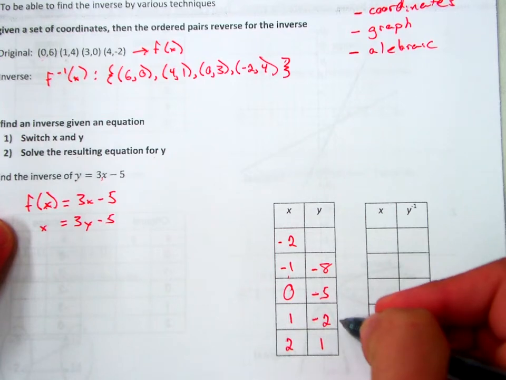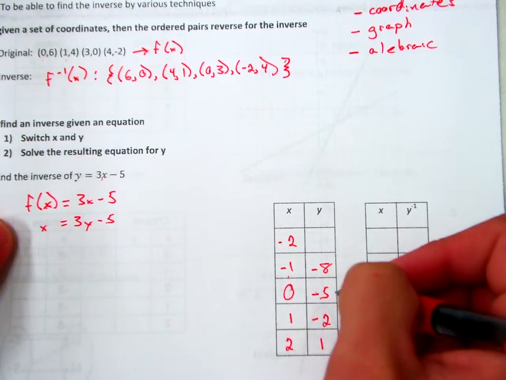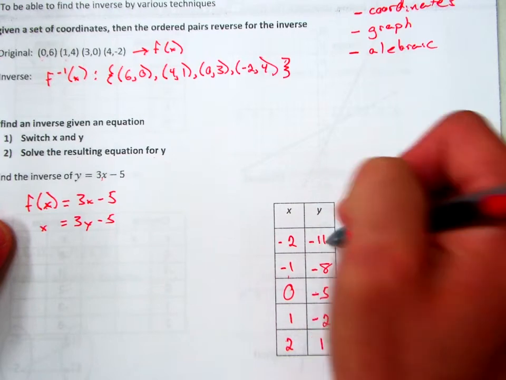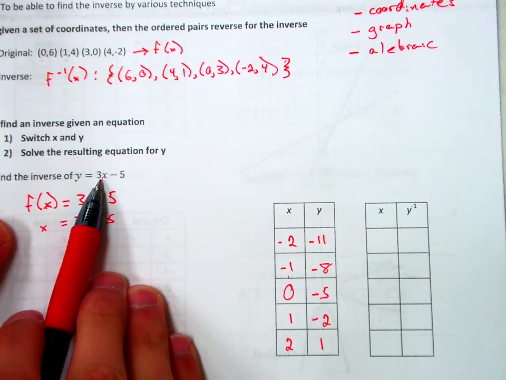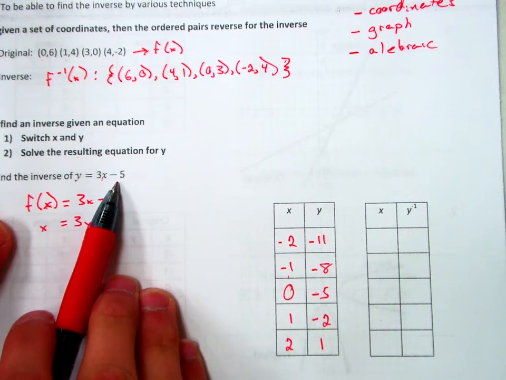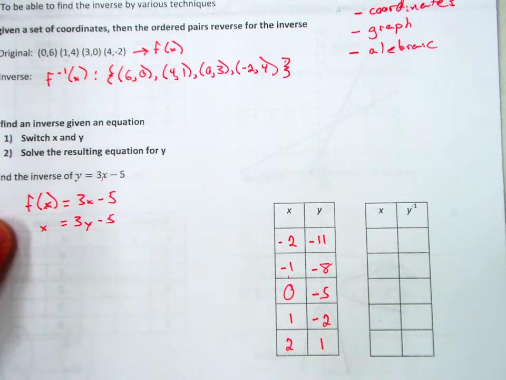1 goes down to negative 2 by subtracting 3, subtract 3, subtract 3, so I'm guessing this is going to be negative 11. We can check that. Negative 2 times 3 is going to be negative 6, minus 5, okay, so that is negative 11, sure enough.